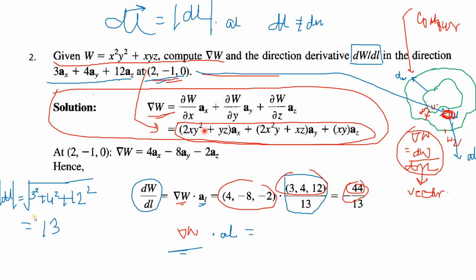If a point is asked, if it is asked to calculate at a particular point, you just put the values of x, y and z. And if it is not asked, then you need not do that. You can just calculate it in terms of x, y, z.